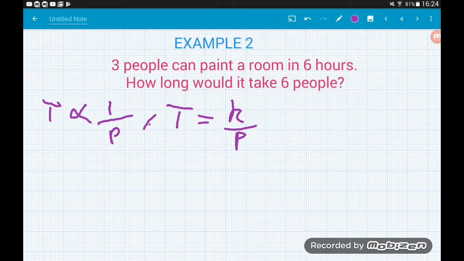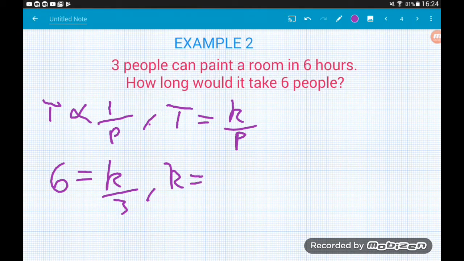Now our initial conditions are 3 people take 6 hours. So p equals 3 and t equals 6. So if we substitute those in, we get 6 is equal to k divided by 3. So then if we multiply 3 by 3, we get k equals 18. Now we know the value of k, so now we know our exact formula linking time and the number of people. Time is equal to 18 divided by the number of people, so 18 hours divided by the number of people.